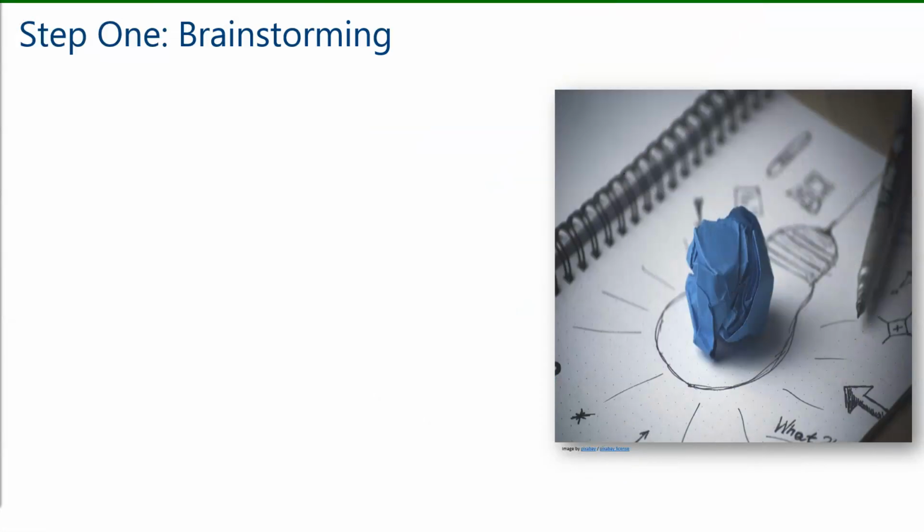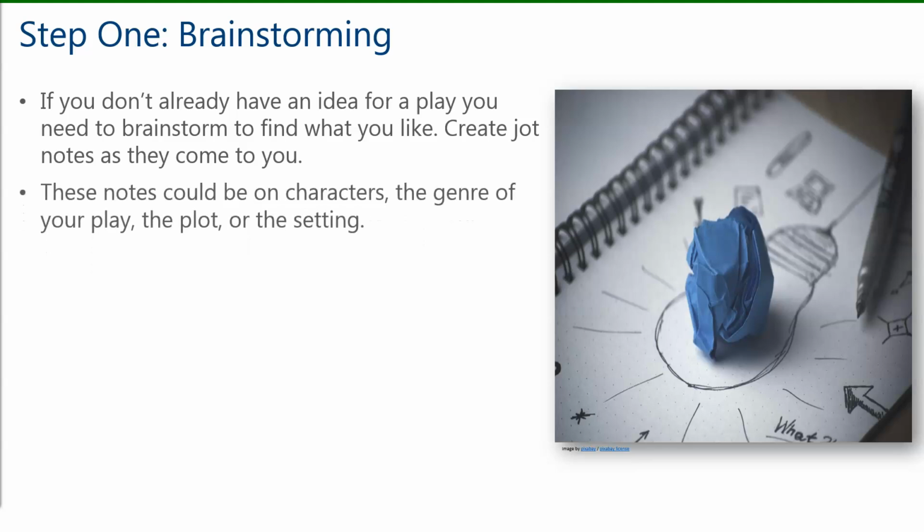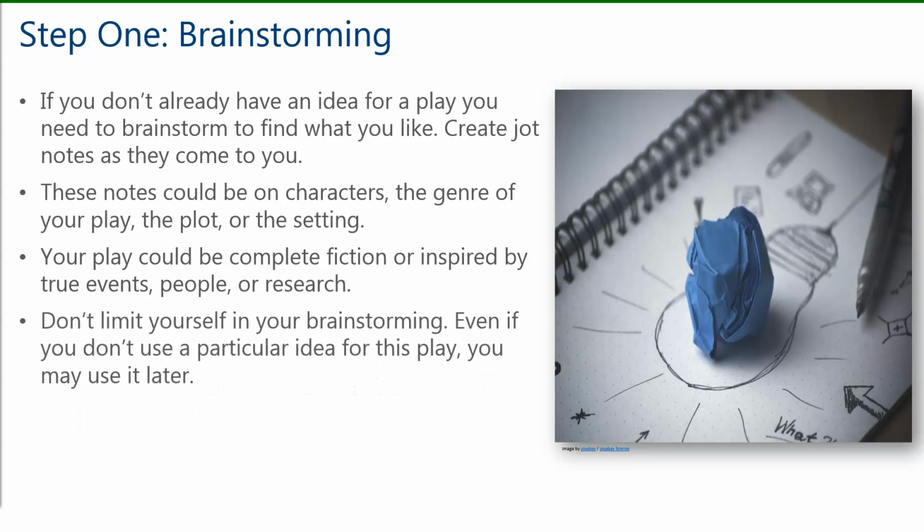Step 1 is brainstorming. If you don't already have an idea for a play, you need to brainstorm to find what you like. Create jot notes as they come to you. These notes could be on characters, the genre of your play, the plot, or the setting. Your play could be complete fiction, or inspired by true events, people, or research. And don't limit yourself in your brainstorming. Even if you don't use a particular idea for this play, you may use it later.